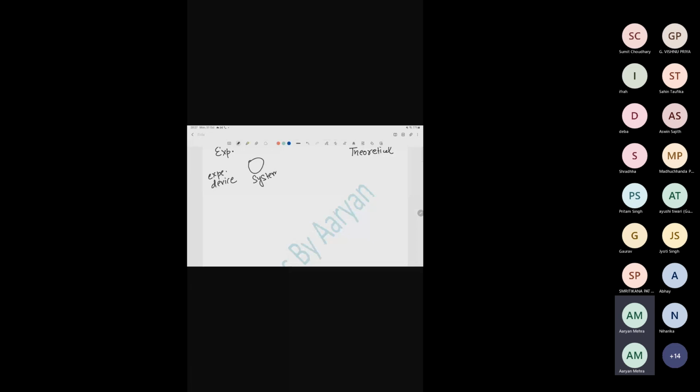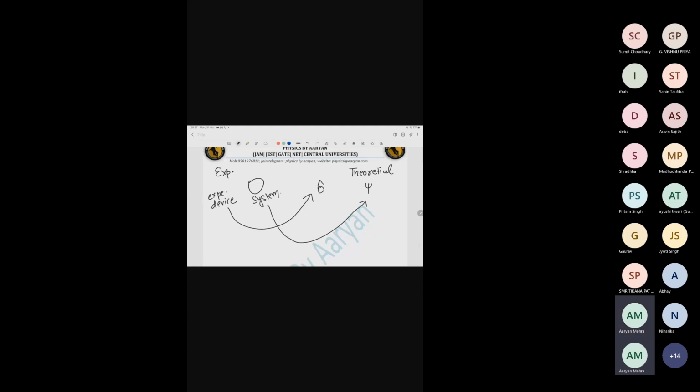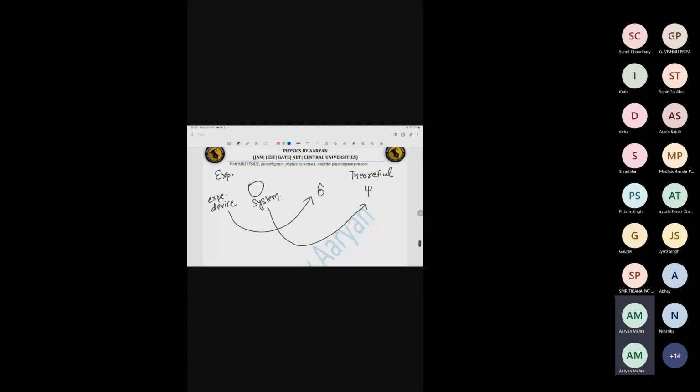What does a theoretical physicist need? The experimental device is changed to an operator, let's say O cap. It can be a kinetic energy operator, momentum operator, position operator, anything. So the experimental device has been changed to an operator and the system has been changed to a state. State in quantum mechanics is described by the wave function phi. Now we will discuss in detail what O cap and phi are.